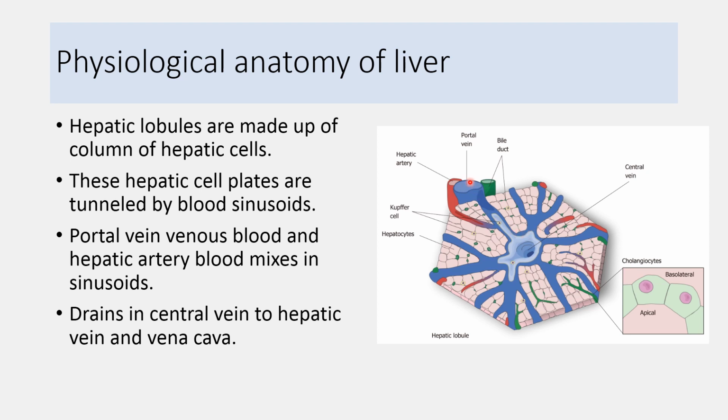The portal vein and hepatic artery divide into branches and the blood mixes inside the sinusoids. Sinusoids show intimate contact between the blood inside the sinusoids and the hepatocytes. So hepatocytes can modify most of the constituents of the blood. Sinusoids are lined by macrophages known as Kupffer cells. Blood inside the sinusoid is eventually drained into the central vein, and from the central vein to the hepatic vein and vena cava.